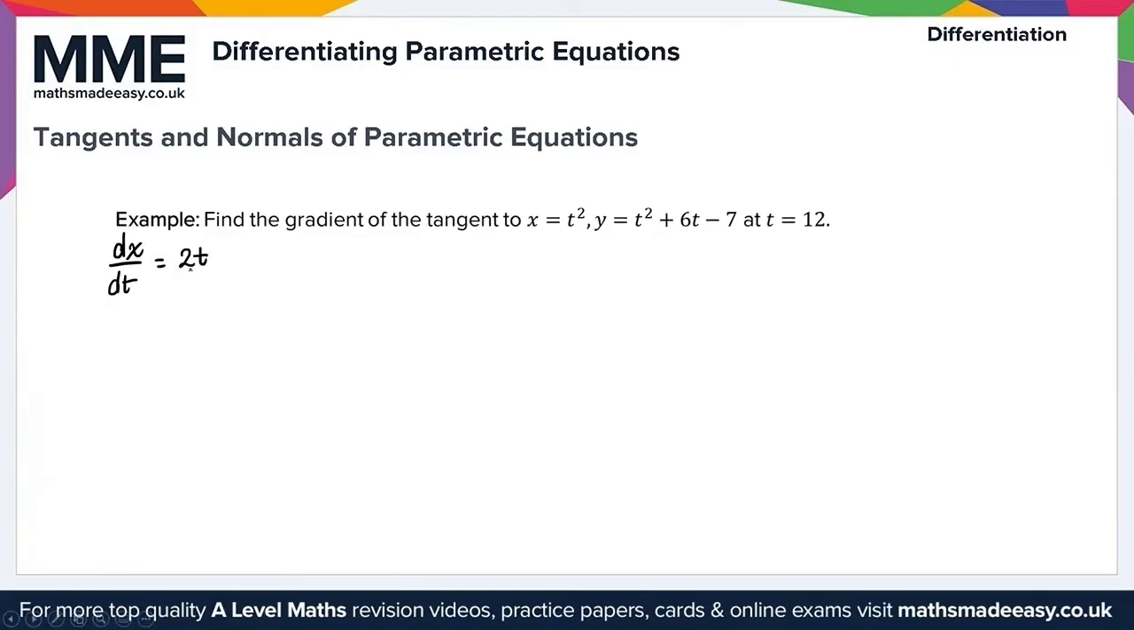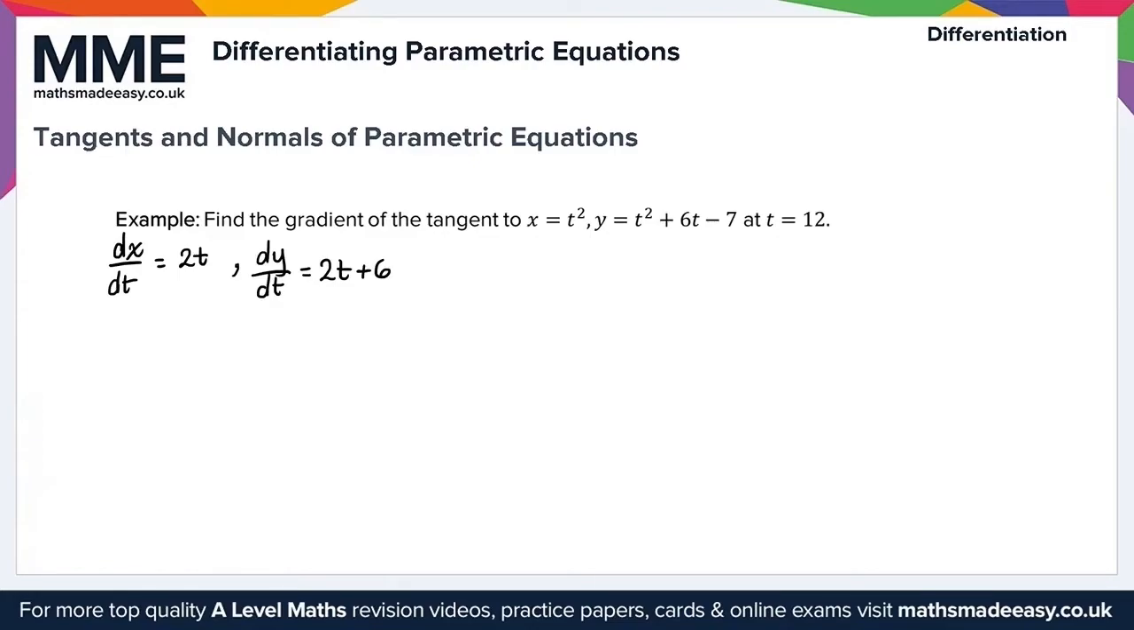Okay. Repeating this now with the y, again differentiating with respect to t, we obtain dy over dt, and this simply gives us 2t for the t squared. Moving on to the 6t, if we differentiate that with respect to t, we simply obtain plus 6. And finally, this minus 7, as that's a constant, will just differentiate to give us 0. Okay, so that's our dy over dt.